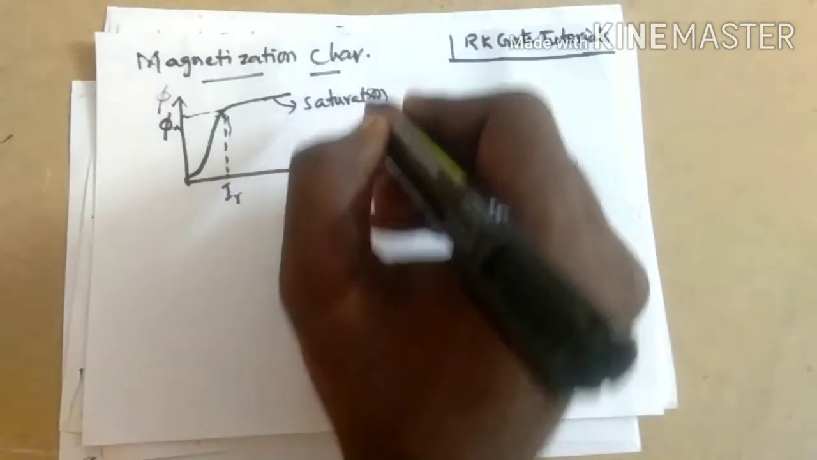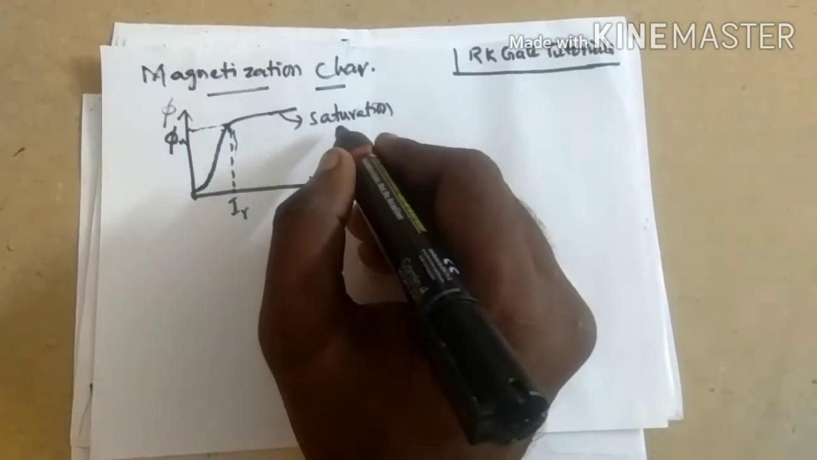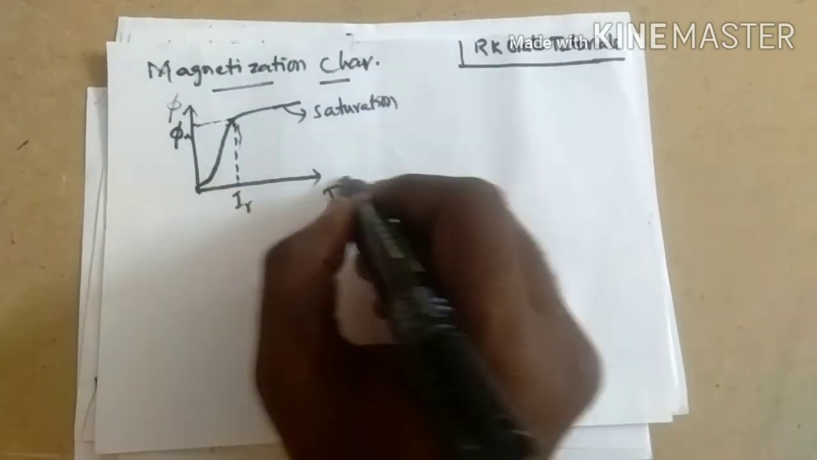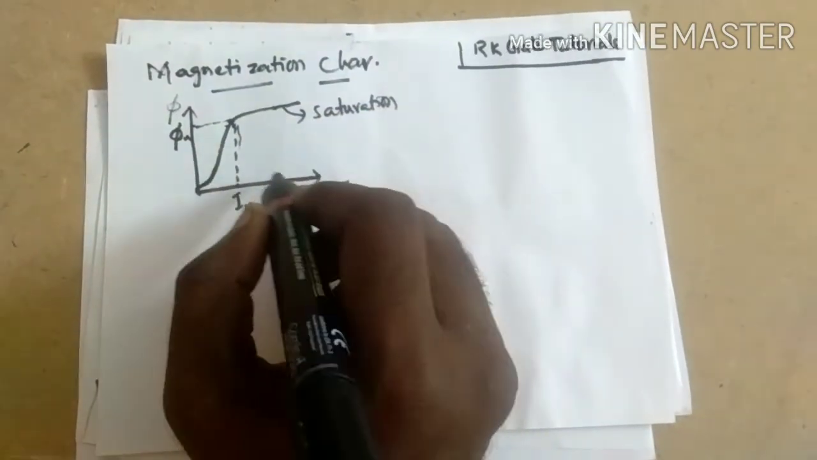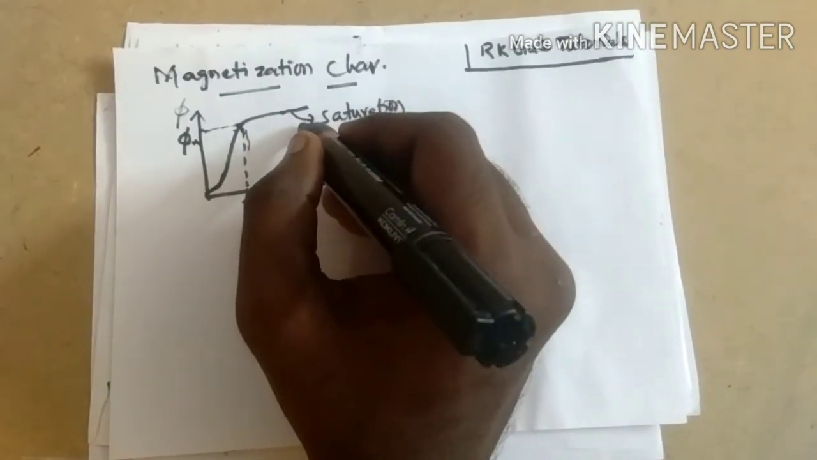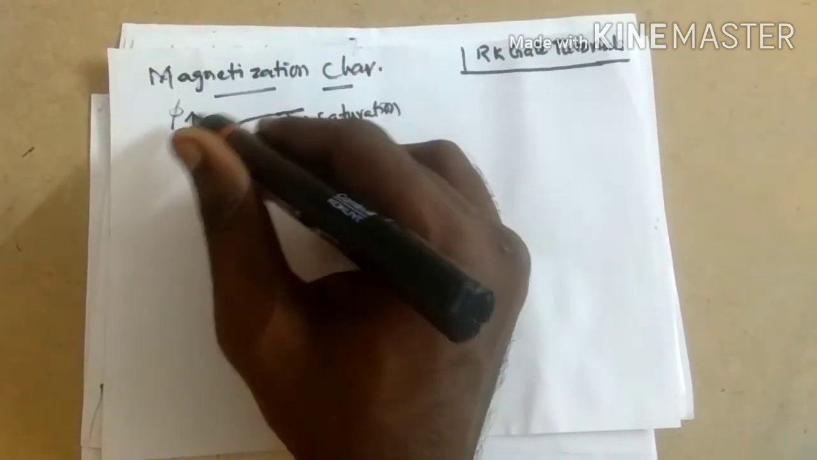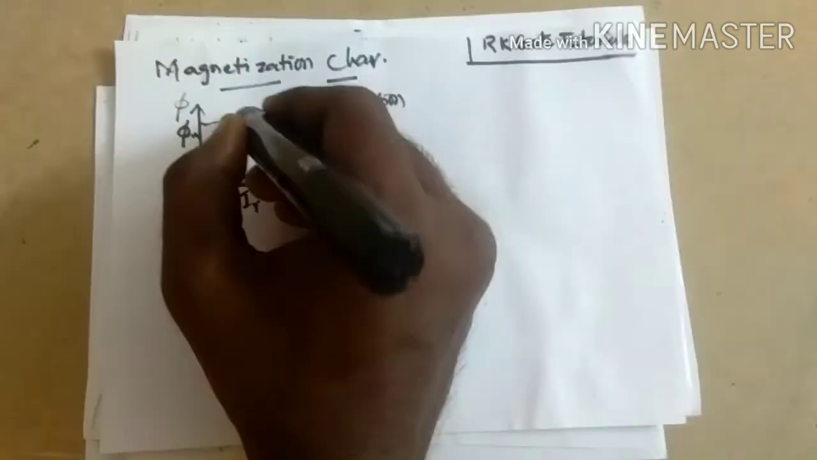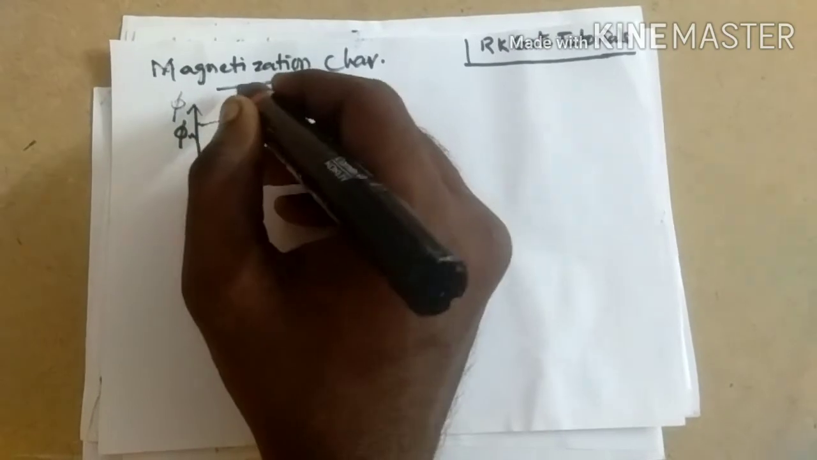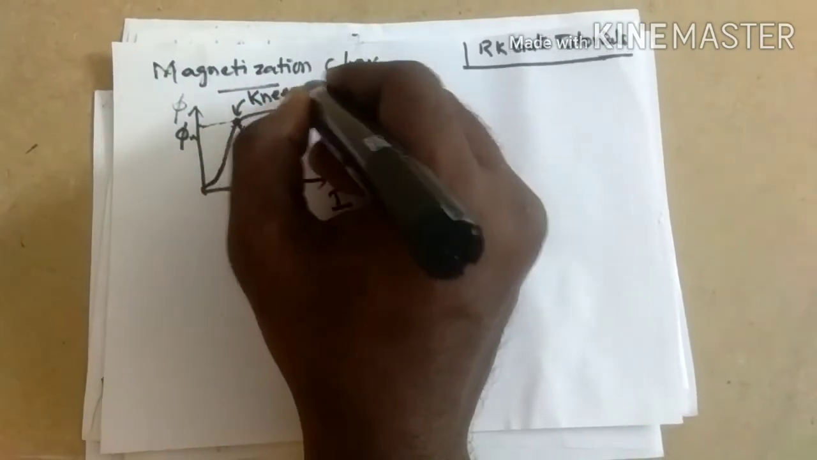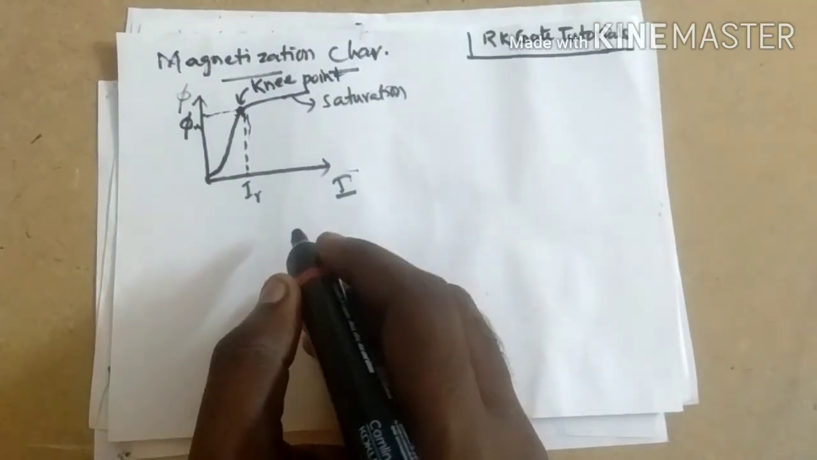Saturation means, I think you all know saturation, where there are no changes. Even though there is an increase in current, however much you increase the current, there is no considerable change in the production of the flux. Such a situation is called saturation. So here this point is called the knee point.